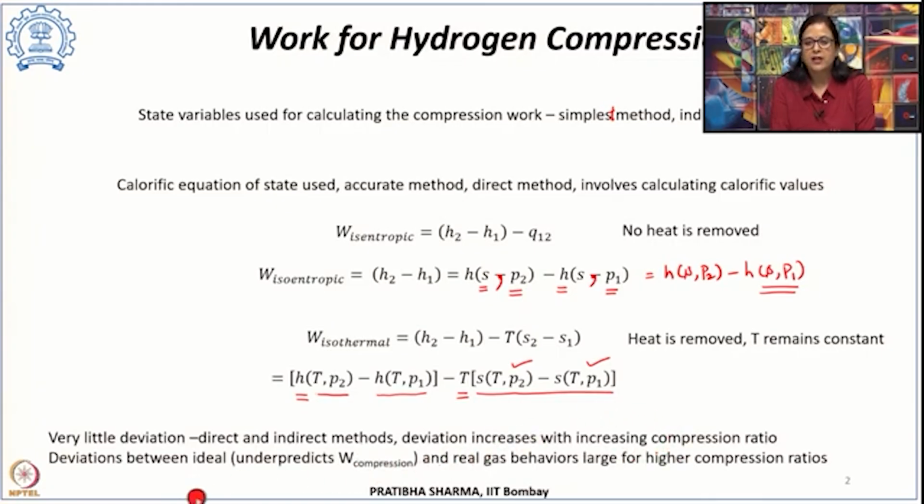It is observed that if we consider the gas to be an ideal gas and do the calculation, or if we consider the gas as a real gas, the difference between the two compression works is large for higher compression ratio. What is observed is that if we consider it to be an ideal gas, then that model under-predicts the work of compression.